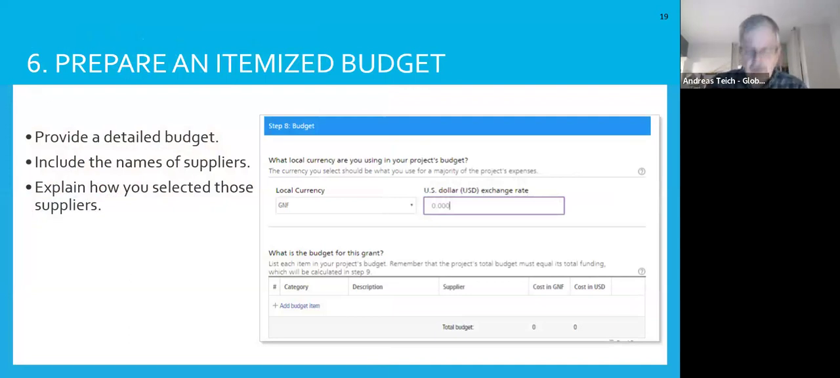The image that you see here shows the step in the online application when you enter the budget information. And it's actually pretty good in terms of converting the local currency and the US dollar pretty much the day you're doing it. So that's a nice thing to see. They're very interested in working with people who are local and close to the action.